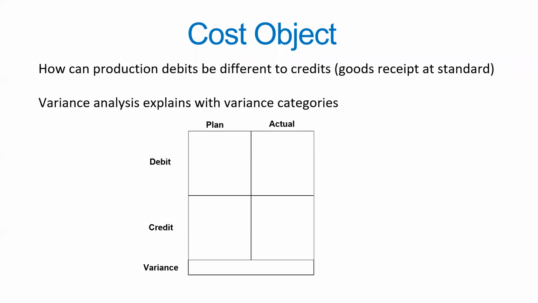The difference we'll explain with variance categories, and of course we'll talk about those, but let's delve a bit more into the actual debits. What are they?